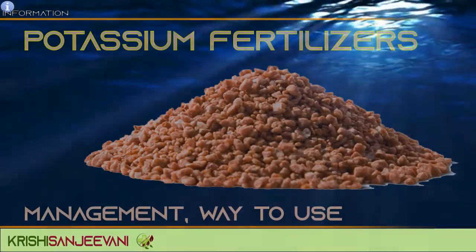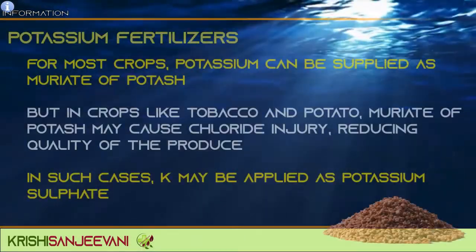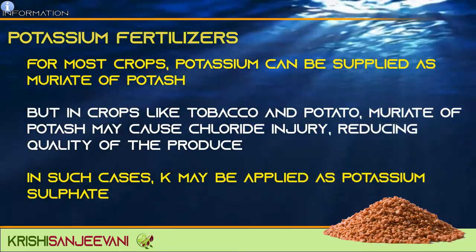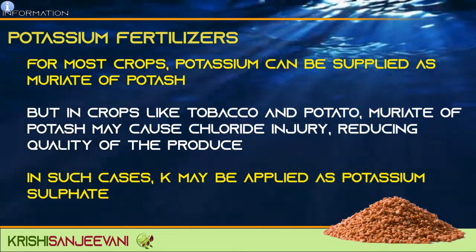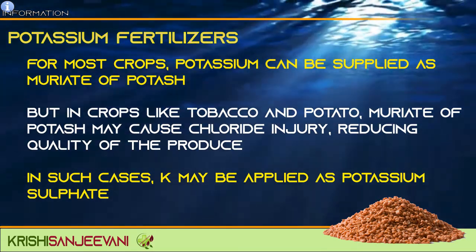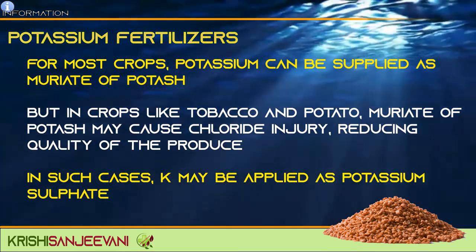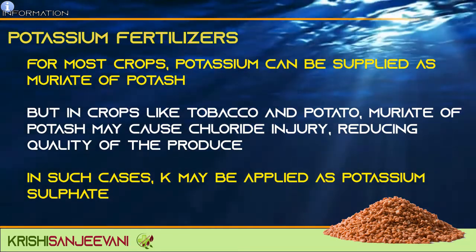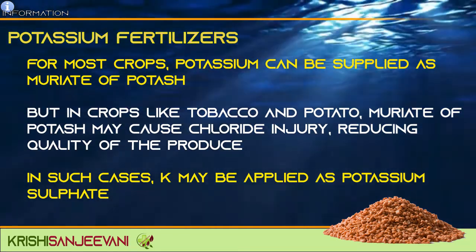Potassium fertilizers. For most crops, potassium can be supplied as muriate of potash. But in crops like tobacco and potato, muriate of potash may cause chloride injury, reducing quality of the produce. In such cases, potassium may be applied as potassium sulphate.